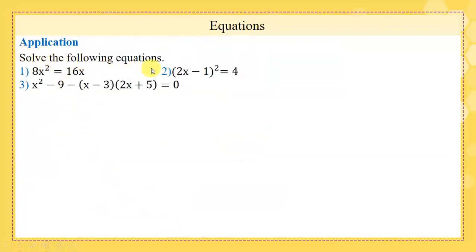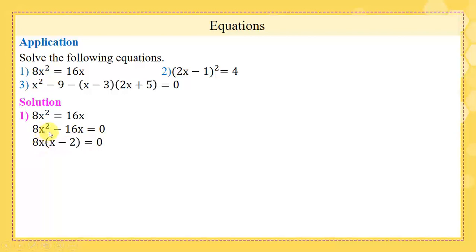Application: please solve the following equations by yourself. Pause the video and try it on a draft paper. Solution: first of all we have 8x² = 16x. Step 1, we move 16x to the left side to get 8x² − 16x = 0.